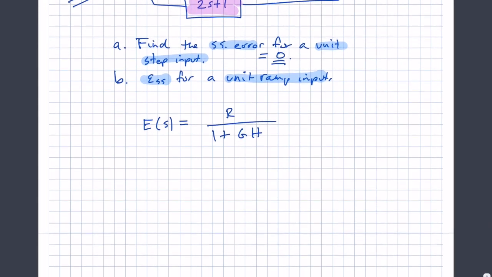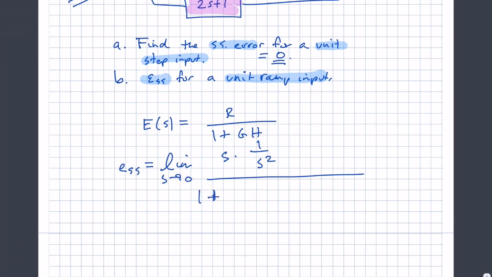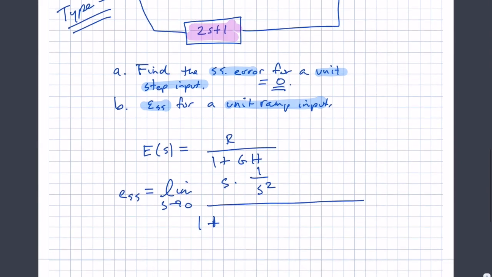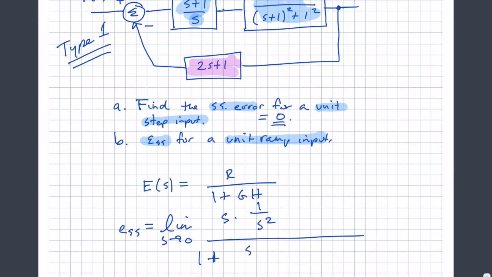Okay, so we can write this out that E steady state is going to be the limit as S goes to 0 of S times R of S, but because we're in a ramp, R of S is 1 over S squared. Okay, and then 1 plus GH. When I write down GH, that would be (S plus 1) over S times (2S plus 1) times (S plus 2) over ((S plus 1) squared plus 1) squared.